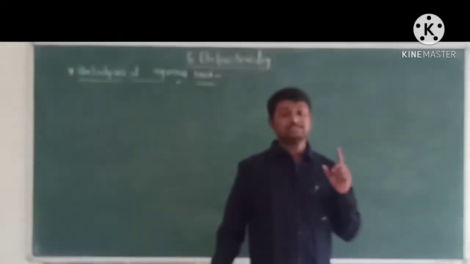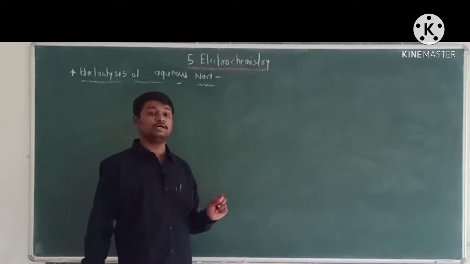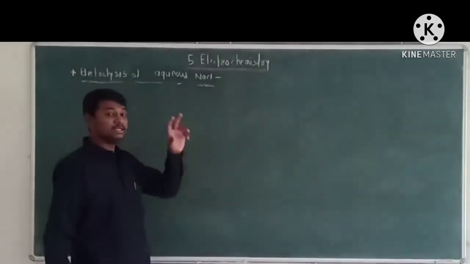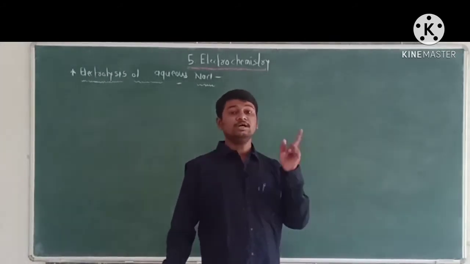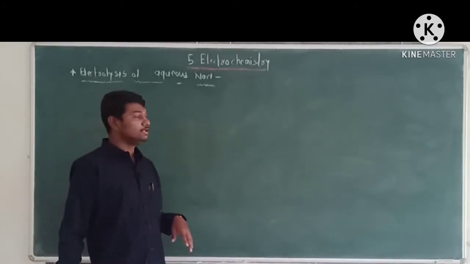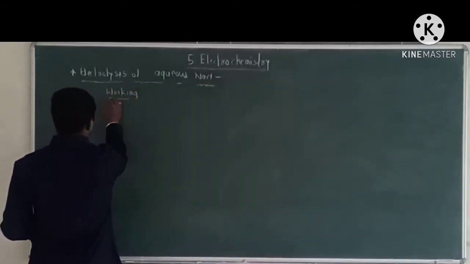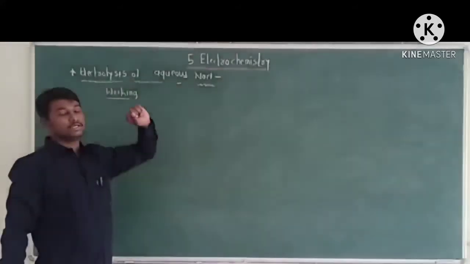The electrolysis of aqueous NaCl is carried out in the same cell which is used for the electrolysis of fused or molten NaCl. Okay, now the working during the electrolysis of aqueous NaCl.